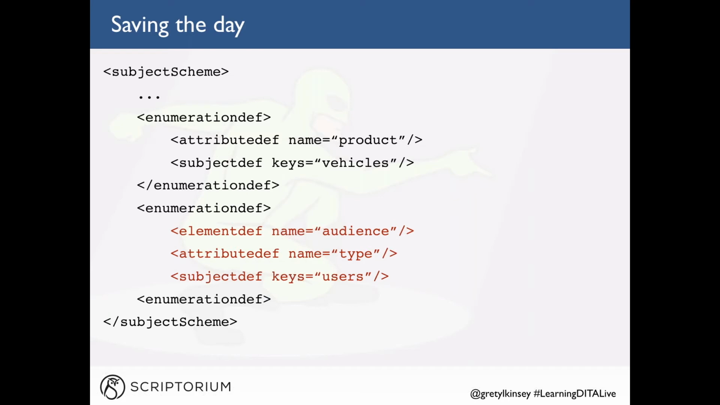And by having this subject def of users included in the enumeration def, we're specifying that we want that category of values for users to be bound to the type attribute on the audience element. So therefore, if a writer puts in an audience metadata element and then adds a type attribute, the values that the writer will get to choose from will come from that list of users: driver, captain, or pilot.